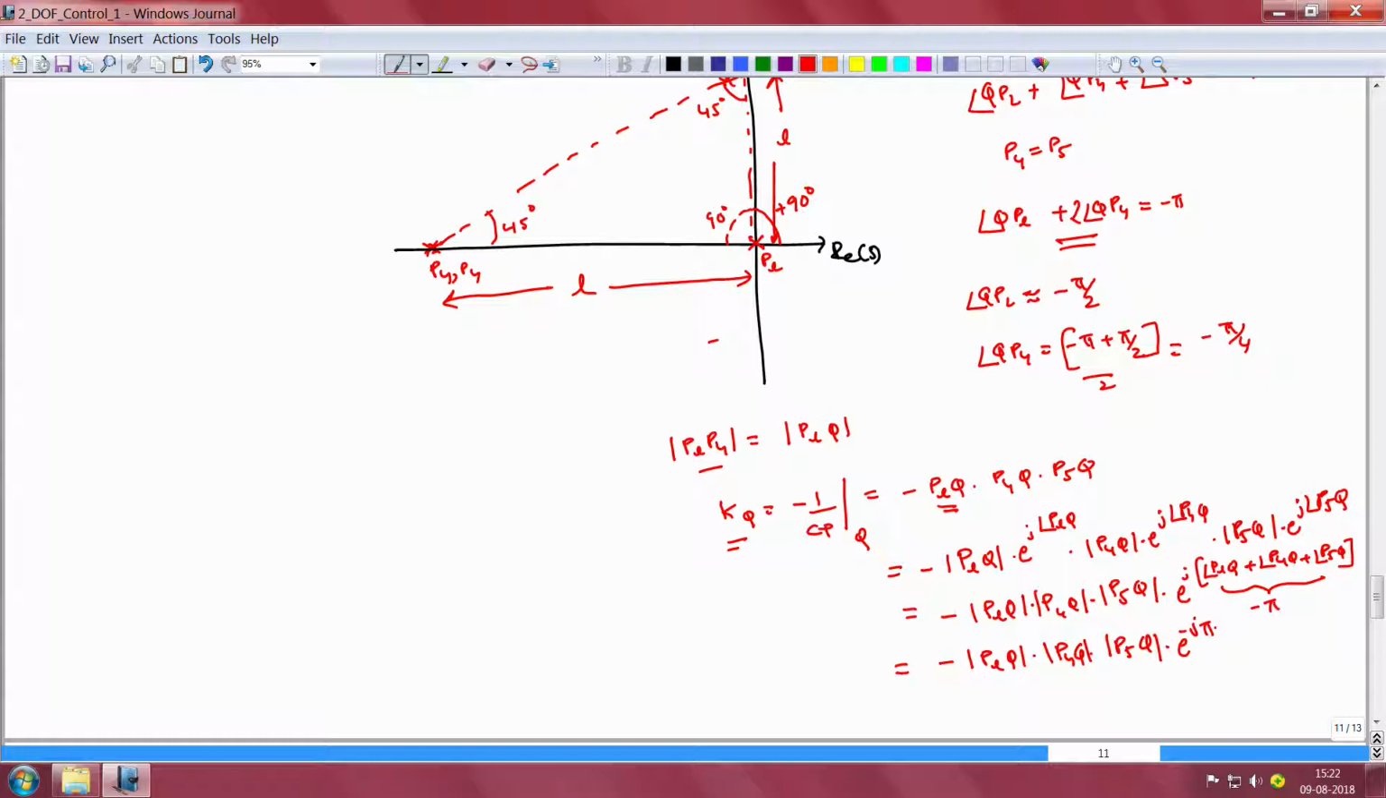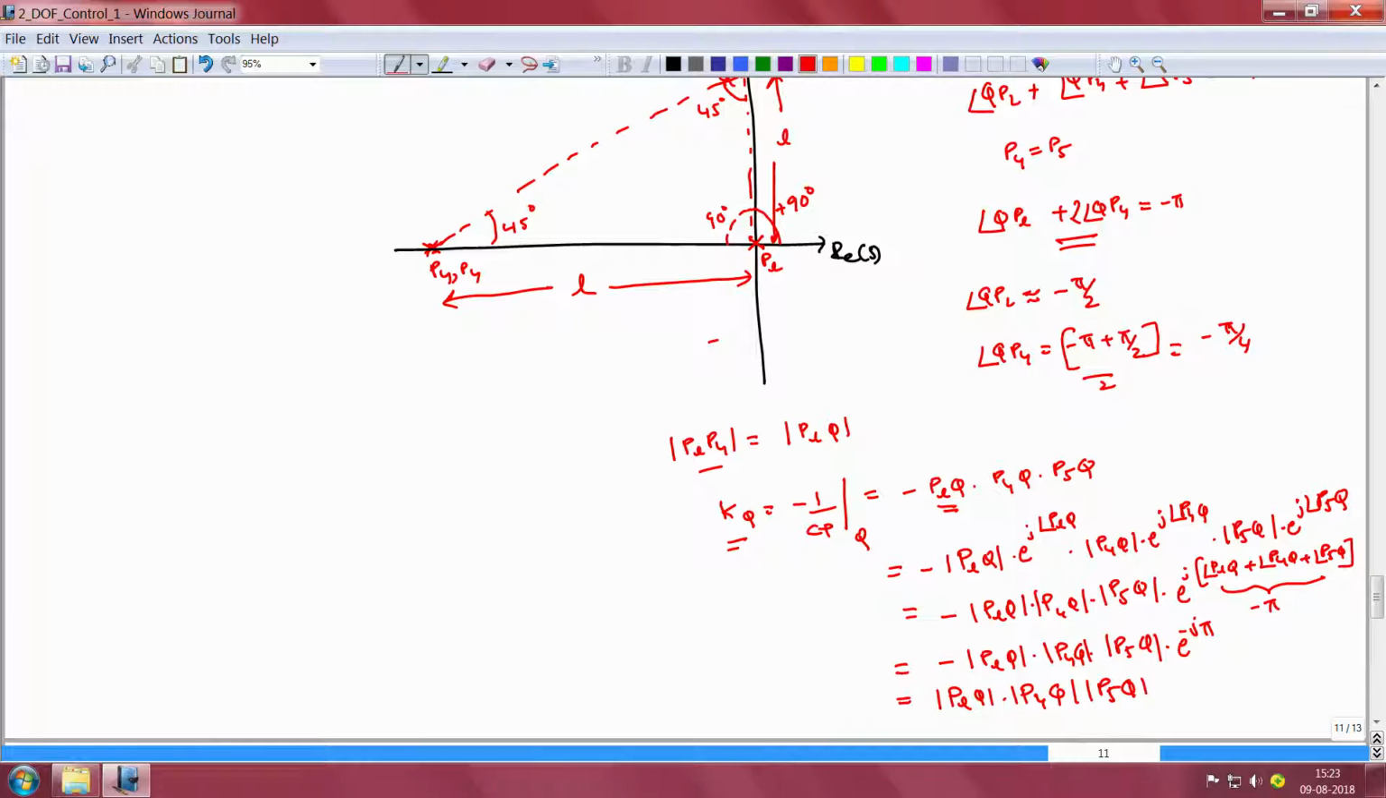And we know that e to the power minus j pi is minus 1, and there is a minus 1 here at the start of this expression, and the two cancel one another, so that we get kq to be equal to simply the magnitude of PLQ times the magnitude of P4Q times the magnitude of P5Q.